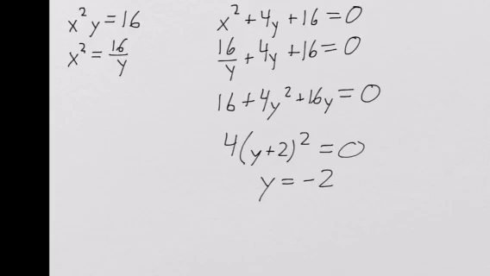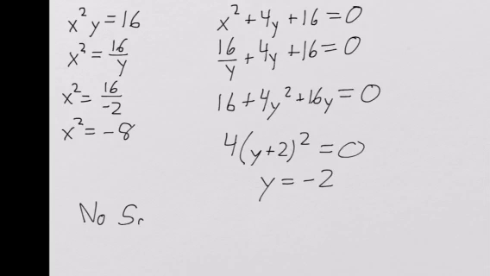So I can plug negative 2 in for y in the other equation. And I get x squared is equal to 16 divided by negative 2, or x squared equals negative 8, and we know that the square root of negative 8 is not a real number. When we're solving systems of equations, we're generally only going to care about real solutions. So we're going to say this system has no solution.